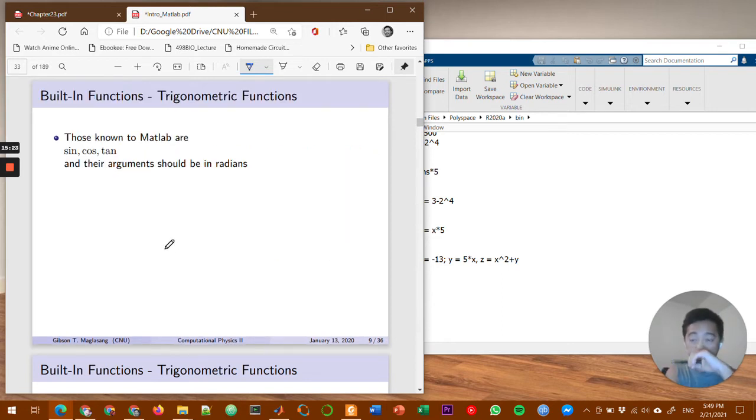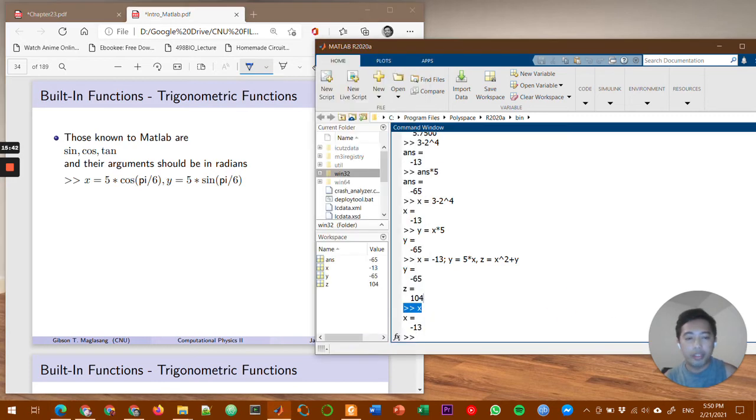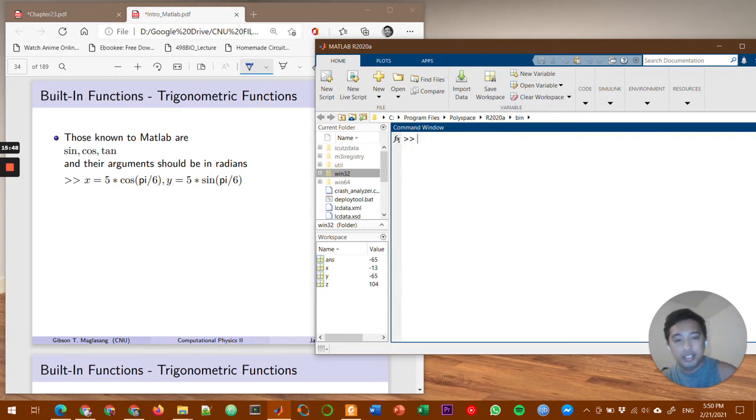Also, the functions already known to MATLAB. We have sine, cosine, and tangent, and the arguments of sine, cosine, tangent are all in radians. So for example, I just type clc for clear command. So it's gone, and I start fresh.